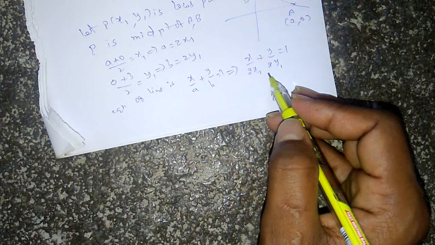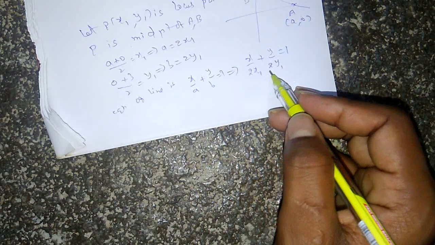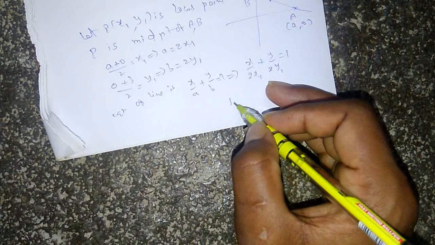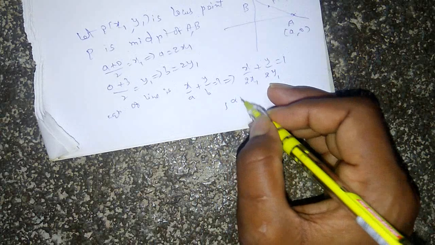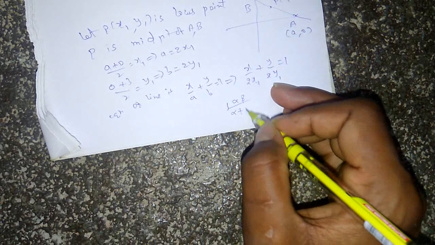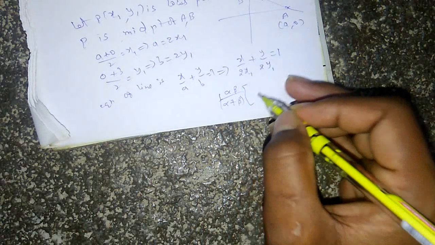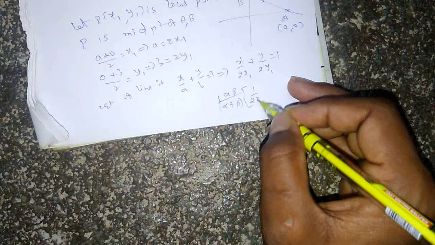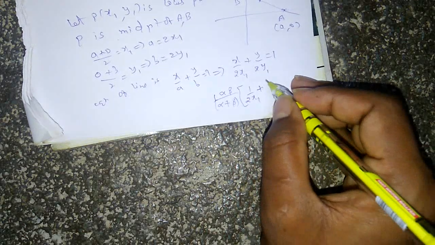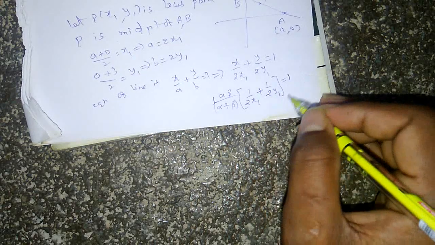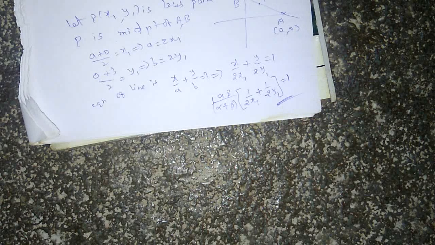So it passes through the point of intersection of the given lines, that is (alpha beta)/(alpha + beta). Substitute that. This is alpha beta by alpha plus beta, both are the same only, I am taking it common, by 1/(2x1) + 1/(2y1) = 1. That is the locus of the required point.